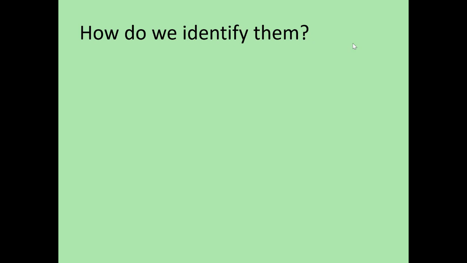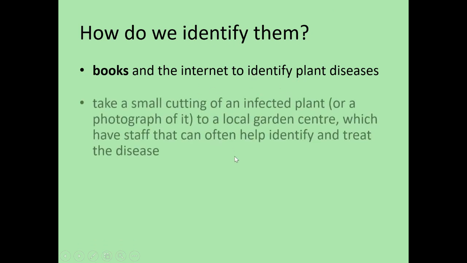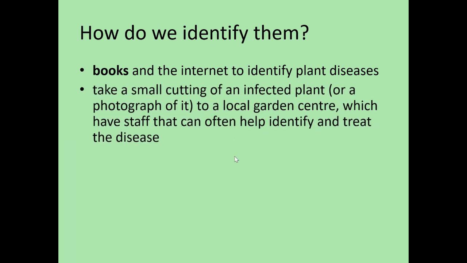So, how can we identify plant diseases? How do we know that they have them? Now, there are a number of ways that you do need to know, and this is in the list of things in AQA that you do need to know. What can you do about it? Well, you can use a book or even the internet to identify plant diseases. You can take a small cutting of an infected plant, give it to a garden centre perhaps, and the staff will often be able to identify and treat the disease. So take it to an expert.